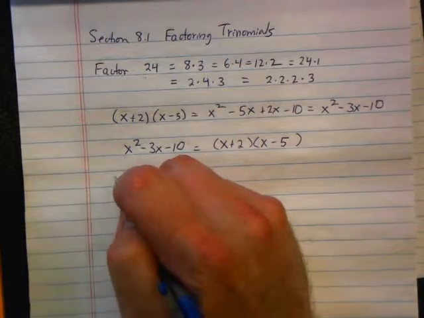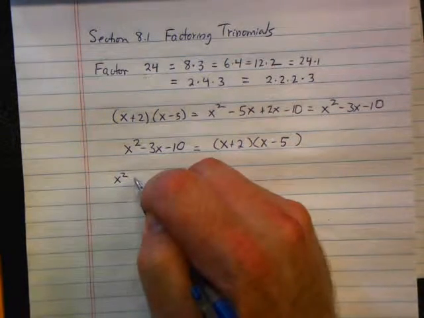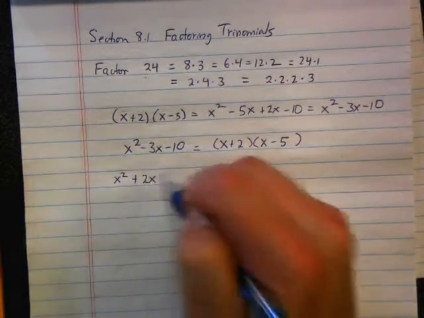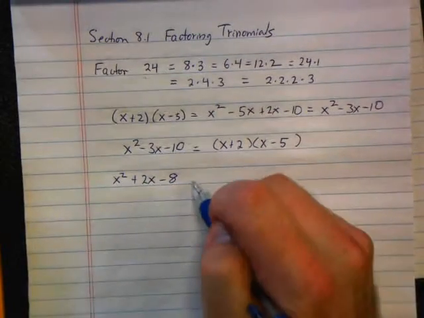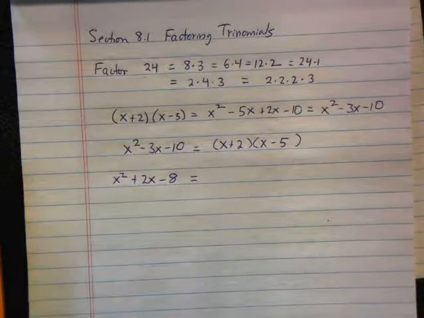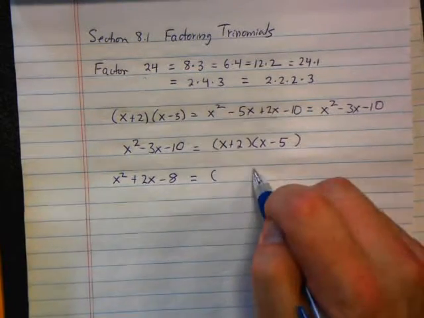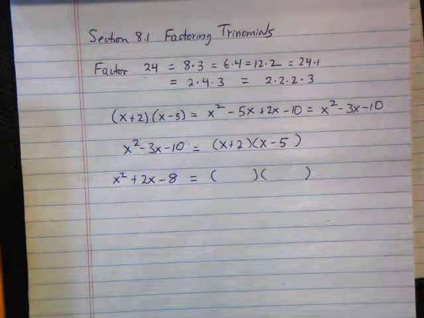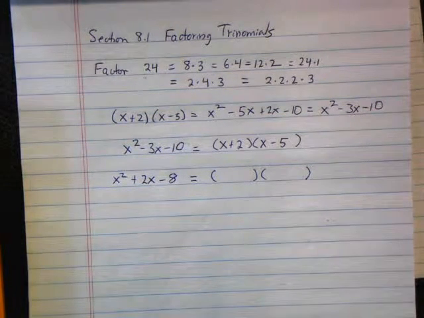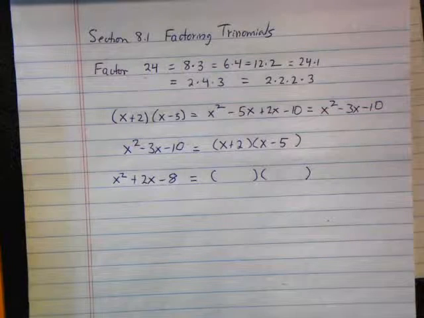How would you factor, oh, I don't know, how about if I gave you x squared plus 2x minus 8? And I asked you to factor that. What would you do? Well, what you should do is draw two sets of parentheses like so. And then what?